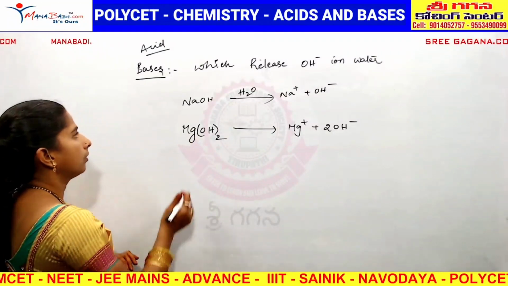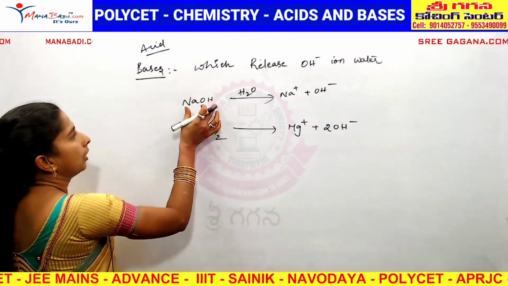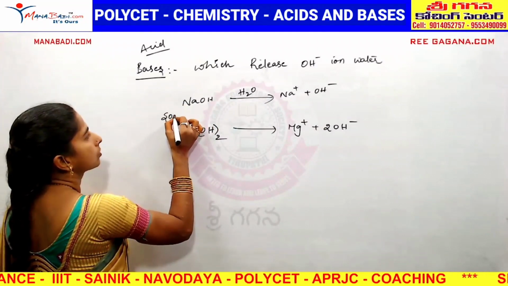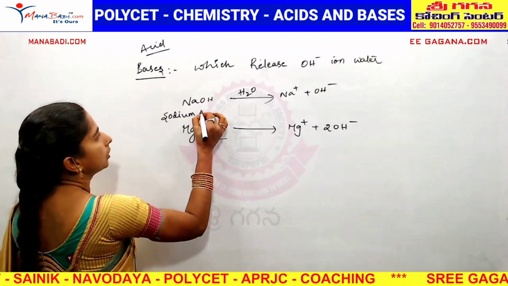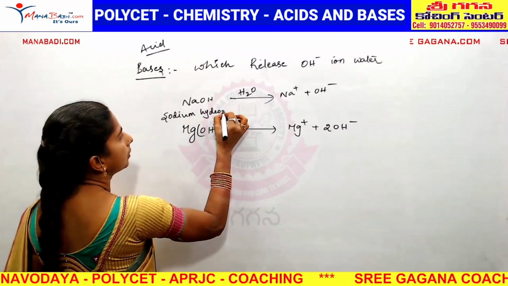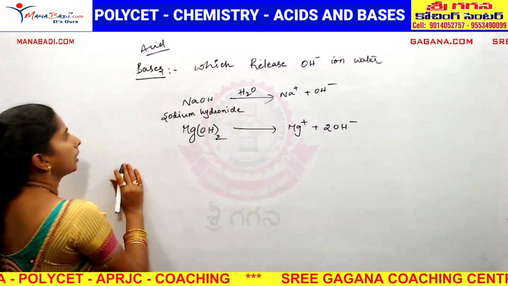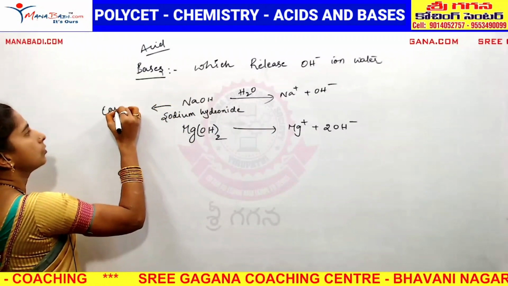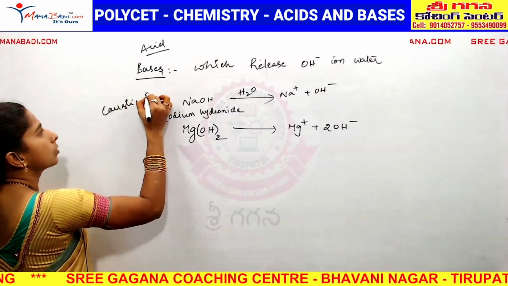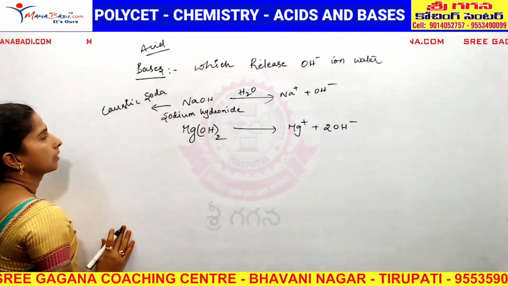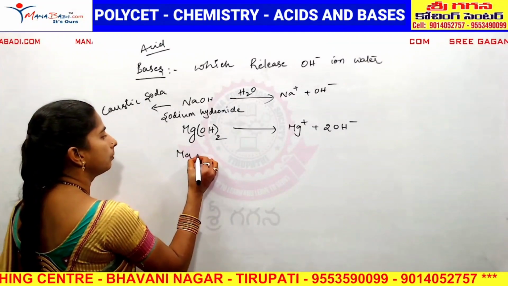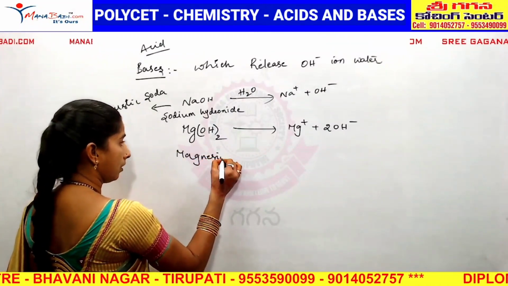What is the name of NaOH? NaOH is sodium hydroxide, which is also called caustic soda. Another name is caustic soda. Magnesium hydroxide, this name you know very well, magnesium hydroxide.